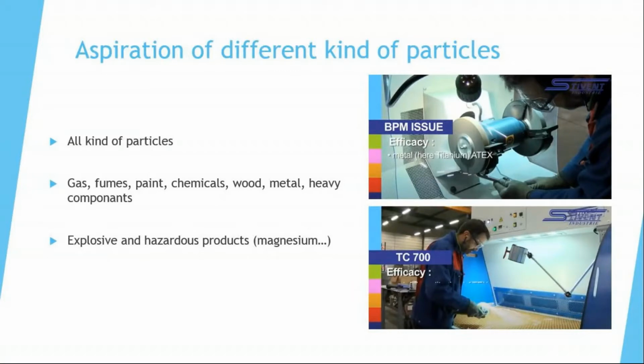A Downdraft table can suck all kinds of particles. It could be gas, fumes, paints, chemicals, wooden parts, metallic parts, heavy components, and even, for the specific Downdraft tables, hazardous and explosive products such as magnesium. And this is a great advantage, because the only thing you have to do is adapt the filter to your components. And there it is. There is no more work to do to protect your area, to protect your worker.